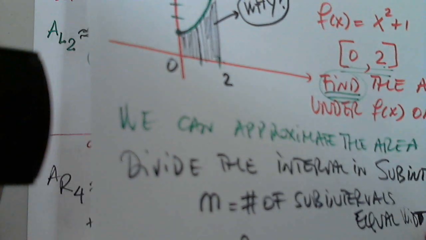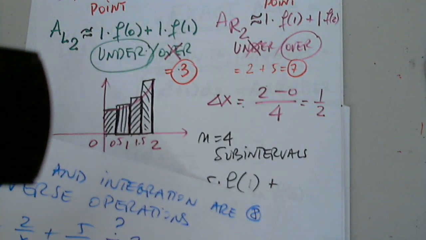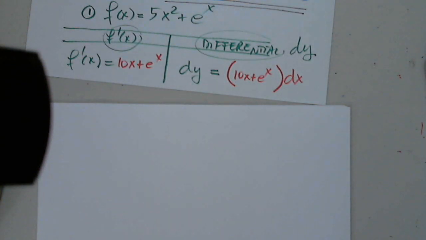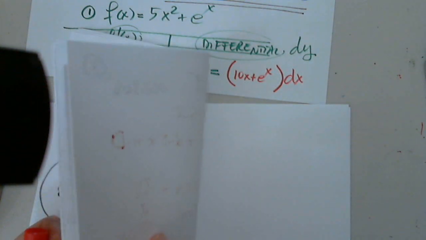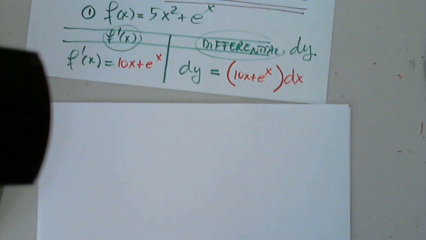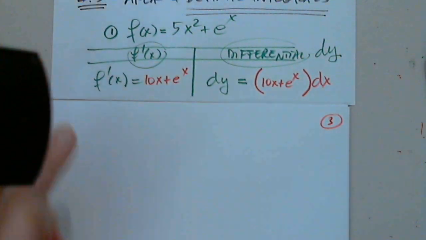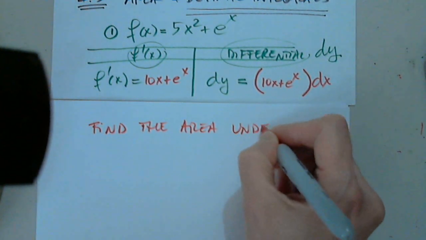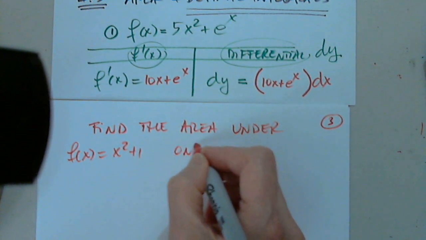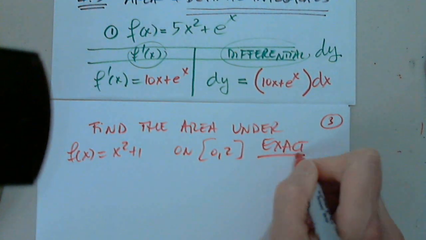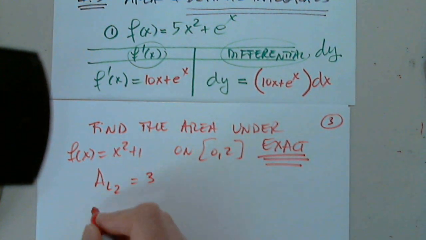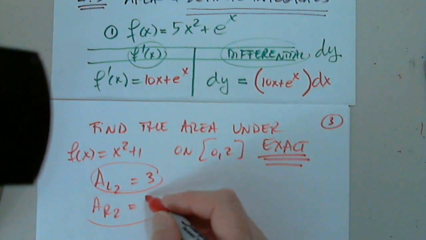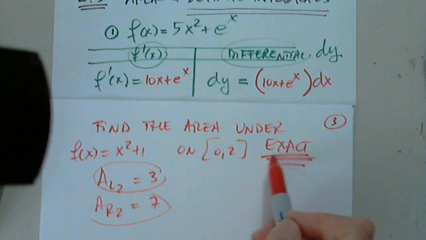Now I'm going to show you a way of calculating that between 0 and 2, exact, as a breeze. So we want to find the area under f of x, x squared plus 1 on 0, 2, exact. Remember, the area with left 2 was 3, and the area with right 2 was 7. Of course, these are gross approximations, far away from the truth. But this time we want to find the exact area.